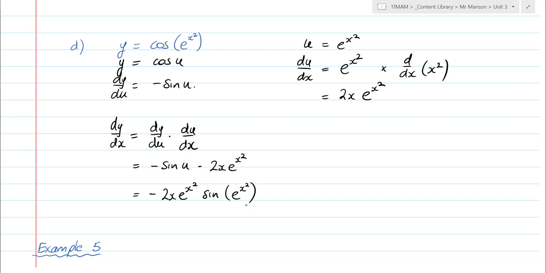Well, the negative, I've taken the negative to the front. Yeah. It's a good point, but you've got to be careful with negatives, because if you leave it with the sign, it looks like 2x e to the x squared minus sine, blah, blah, blah. So you just have to be careful about how you set things out to make sure it's clear what you're actually saying.